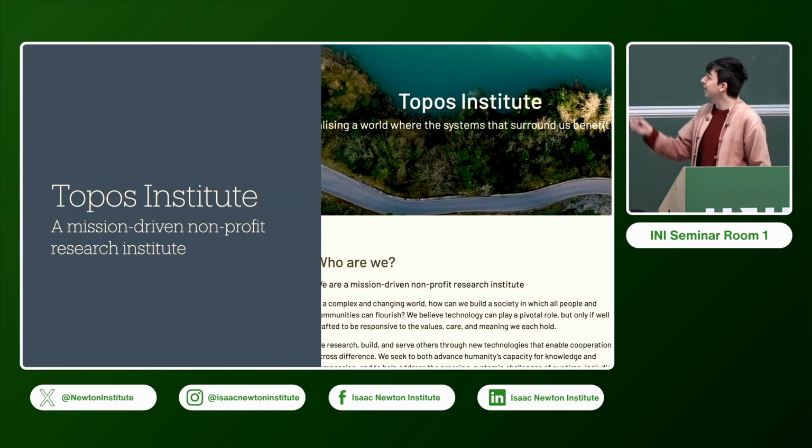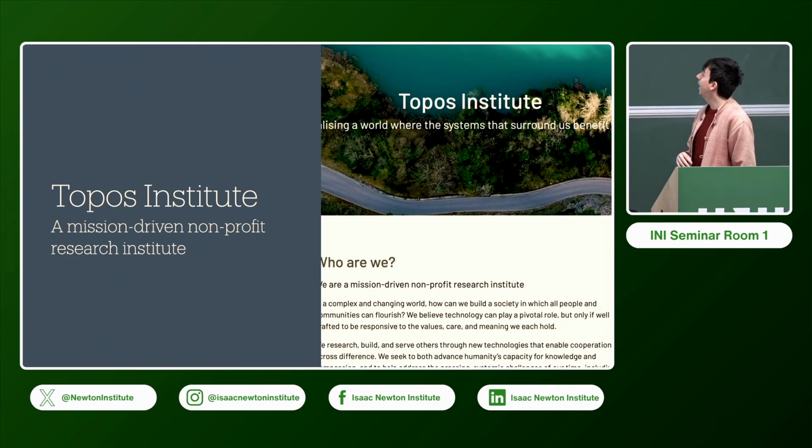I just want to say briefly where I'm from, actually. So I'm with the Topos Institute, which is this new mission-driven non-profit research institute here in the UK. One reason I mention this is because while writing this talk, I realized how relevant it was to some of the stuff that I'm doing. The Topos Institute is a mathematical research institute. We do a lot of category theory, and we do it applied to systems science and systems technology.